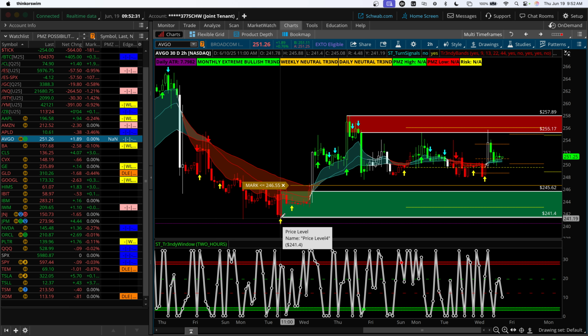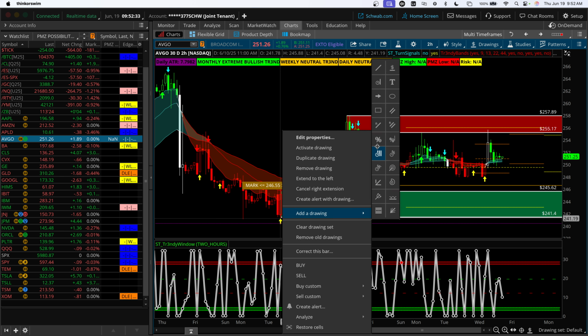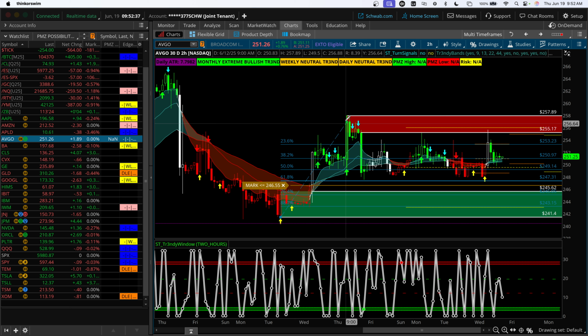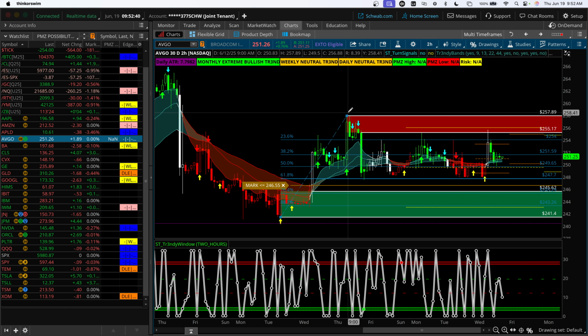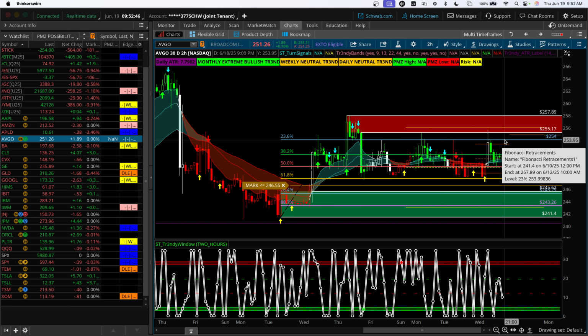The most recent uptrend is here. I want to start my fibs there where the move up began and go up to the high. Now, what do I mean by erasing levels that aren't important?